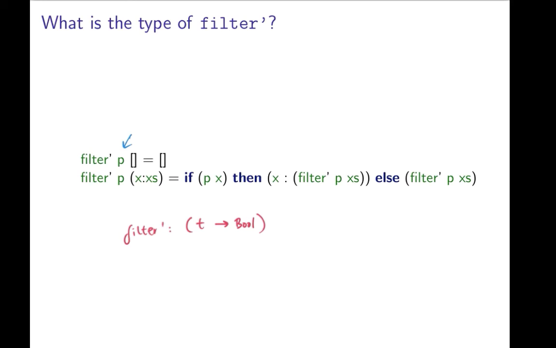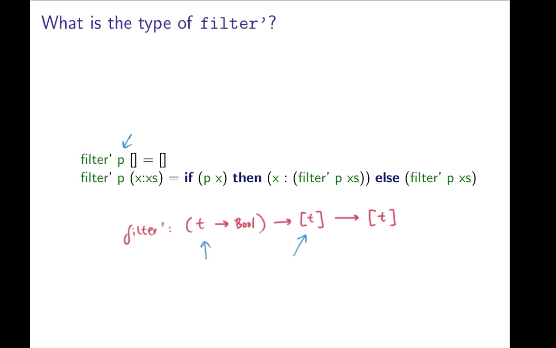And as our next element, we take a list, and this should be a t list, of course, because we're applying the predicate to the elements of our t list. So this and that should be the same type. And we're returning a sublist, so the result type of this function should also be a list of type t list. So that's what we claim filter prime has as type.